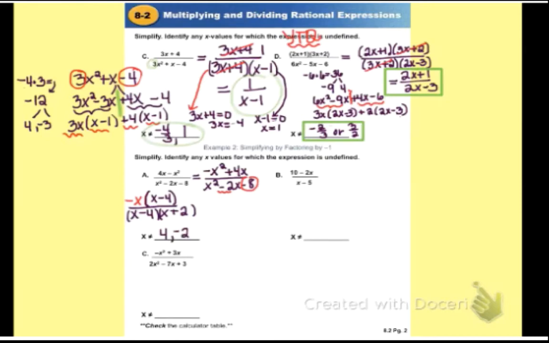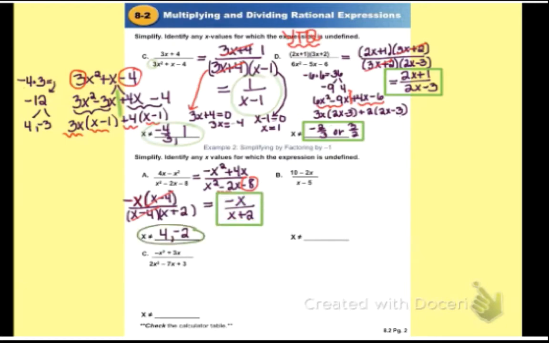Now I can worry about doing the canceling that I like to do. I'm going to see what's common in the numerator and the denominator. I have x minus 4 and x minus 4. I can just cancel those right out. That leaves me with a negative x on the top and an x plus 2 on the bottom. And that is my simplified expression.